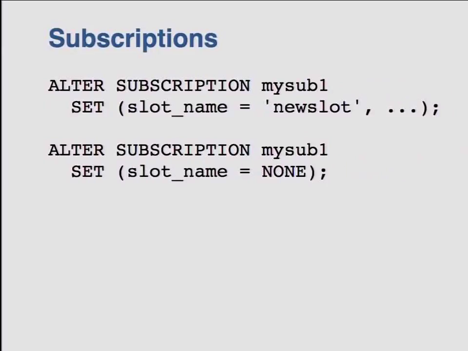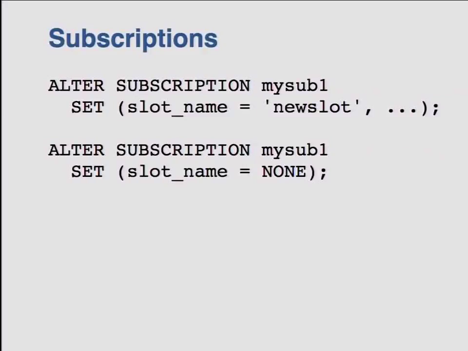It's pretty straightforward. So this is the fiddly part. You have your subscription here. You create a subscription, and it reaches out to the publication site and creates a slot there, so the publication site knows to hold on to the stuff to send. That's what we mentioned earlier. And if you drop a subscription, it does the same thing. It goes and drops the replication slot, so all that is cleaned up. That's what we want.